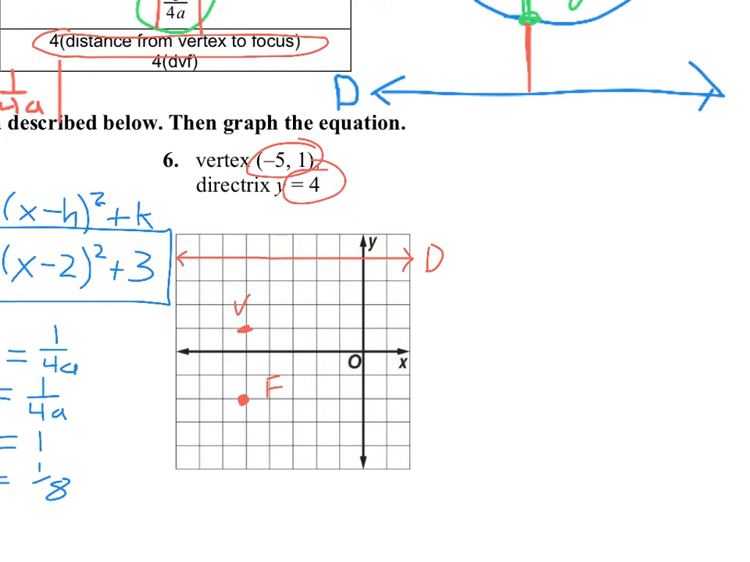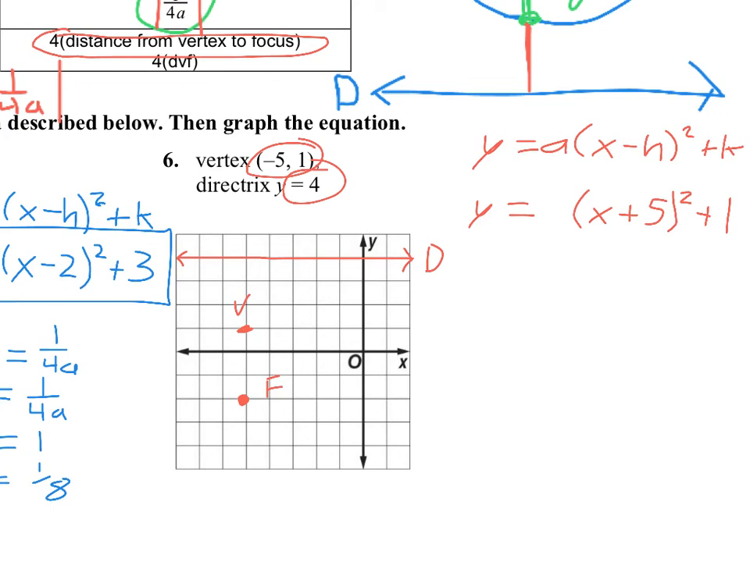Okay, let's write the equation. We know it's going to be y equals a(x minus h) squared plus k. Y equals... we have not found a yet. So the x coordinate is -5, so we're going to do the opposite and write +5. Then we square the parentheses, and then we keep the y coordinate the same, +1.